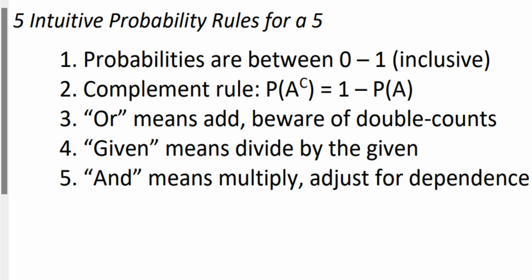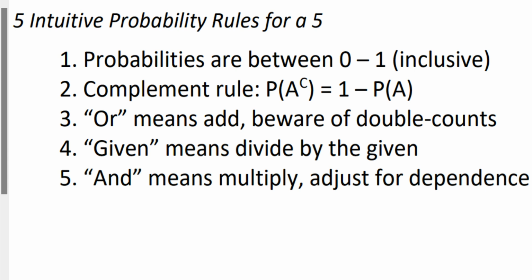Or means add, but beware of the double counts. That's where we can subtract for events that aren't mutually exclusive. Subtract the middle. The word given usually means divide by the given, and that's where we're going to get into that next time. Going to get into more of those given, those conditional probabilities.